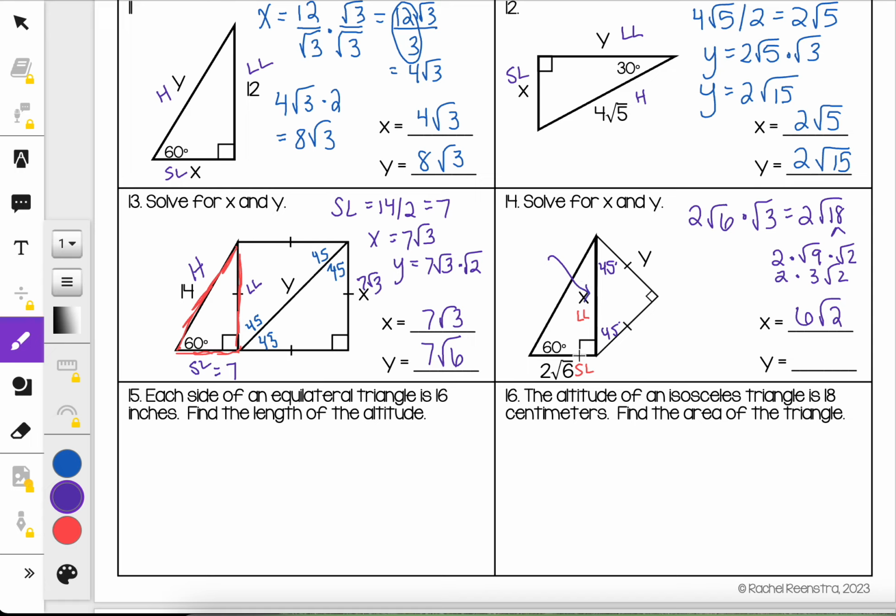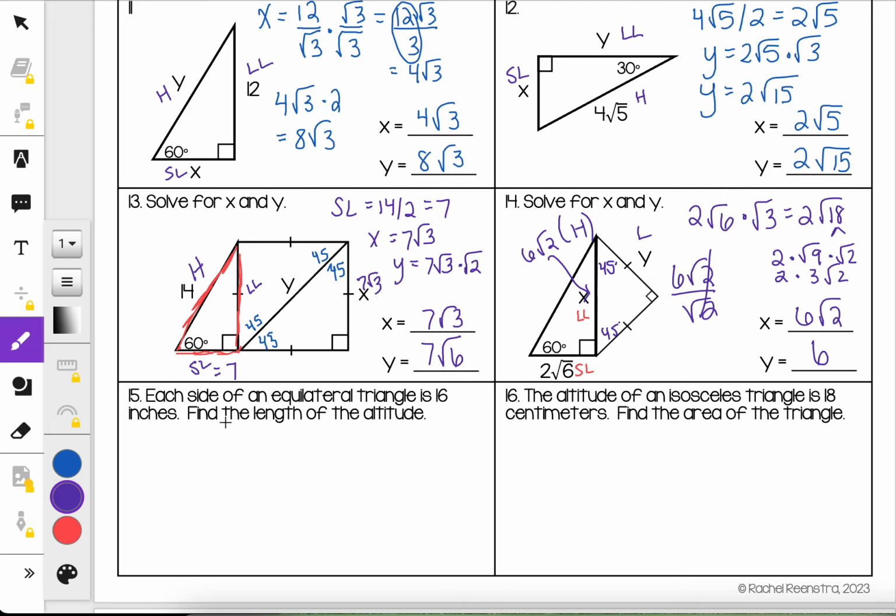So the long leg of that 30, 60, 90 triangle, 6 root 2, is the hypotenuse of my 45, 45, 90 triangle. And now I want to find the leg. So to find the leg, I'm going to take my hypotenuse, divide by the square root of 2, and that leg is simply 6. Okay.